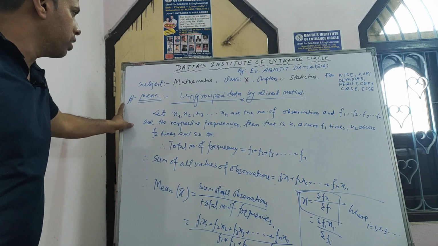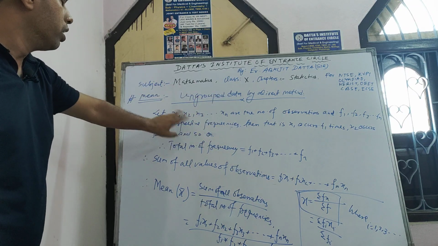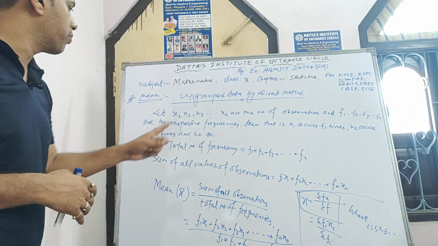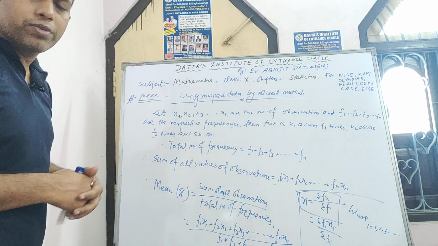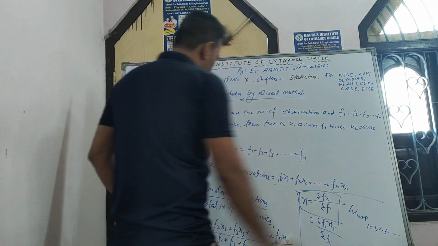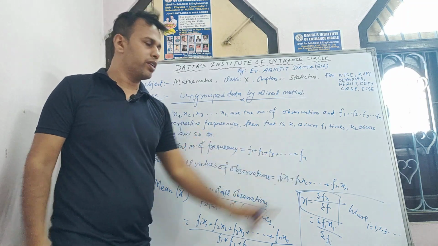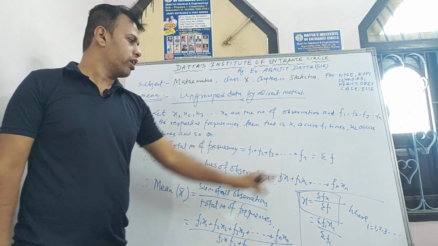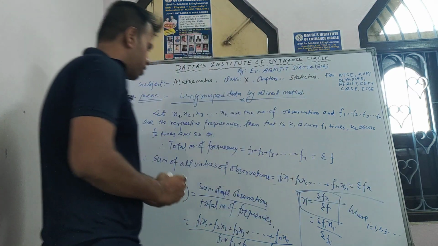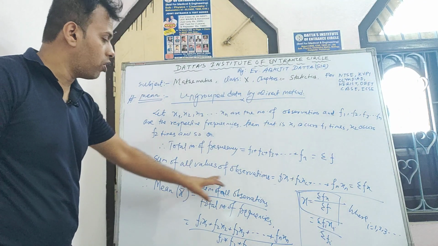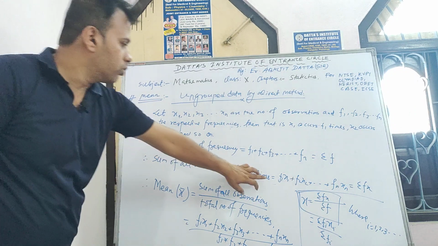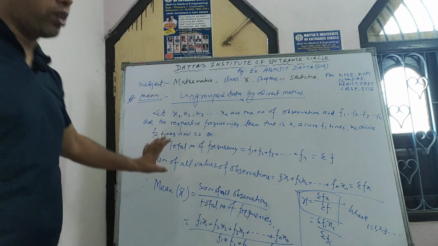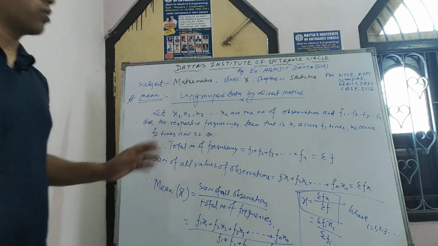So this is the formula of mean for ungrouped data by direct method. If x1, x2, x3, ... xn are the n observations, and f1, f2, f3, ... fn are the respective frequencies, then x1 occurs f1 times, x2 occurs f2 times, and so on. So the total frequency will be f1 plus f2 plus f3 plus ... fn, or summation of f. The sum of all observations is f1x1 plus f2x2 plus ... fnxn, or summation of fx. So now mean x bar is the sum of all observations divided by the total frequency, that is summation of fx by summation of f. Got my point? Now from that formula we will do one or two problems. So move on.